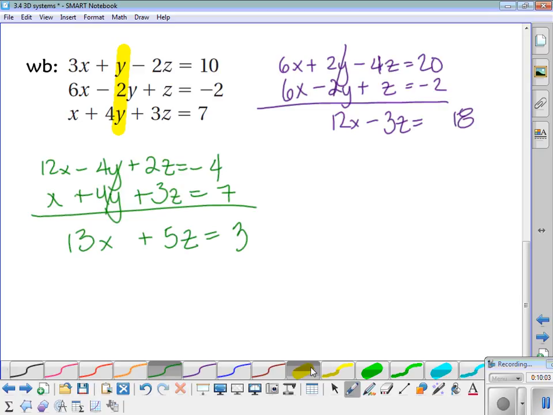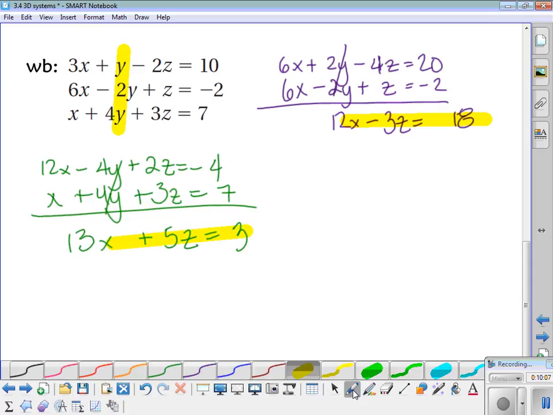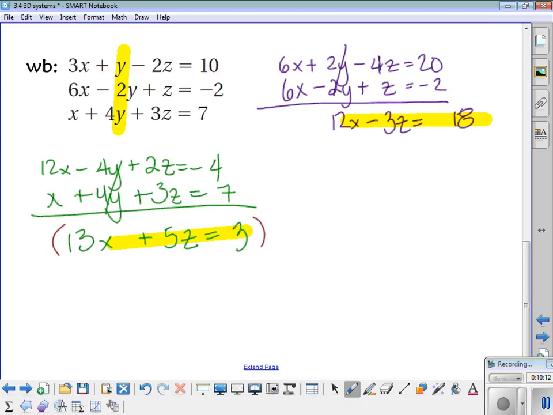All right, so now we're going to combine these two, and it's probably easiest to get rid of the z, so what would we multiply by? Multiply this one up here by 5 and this one by 3.